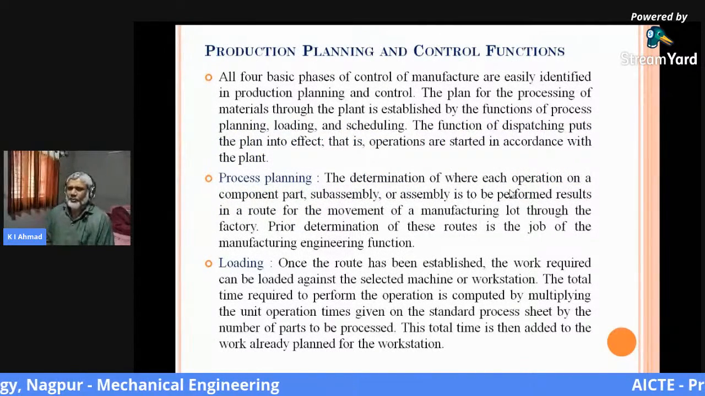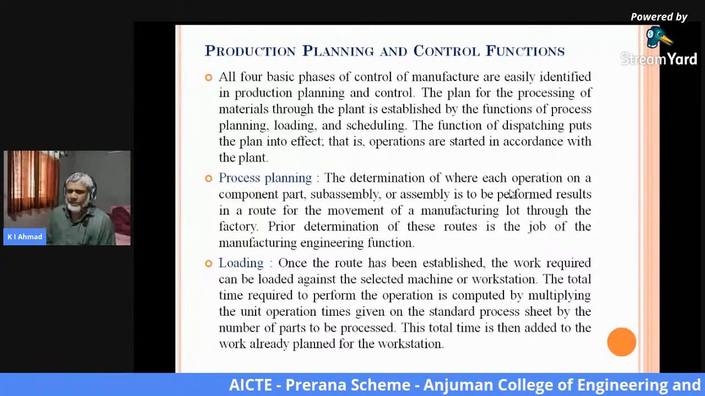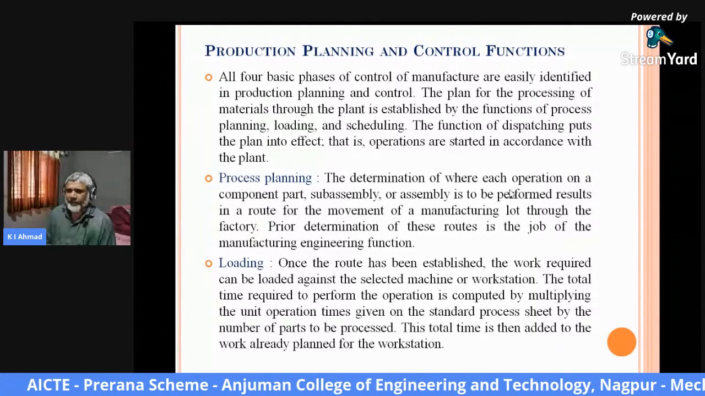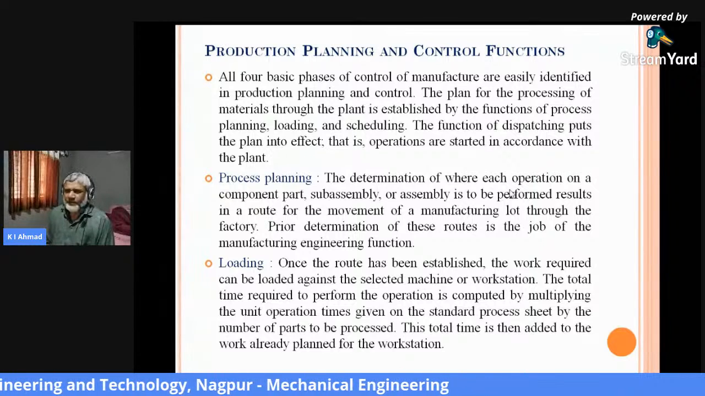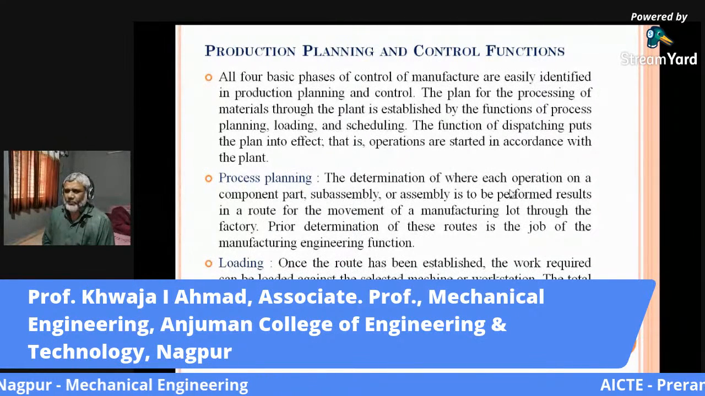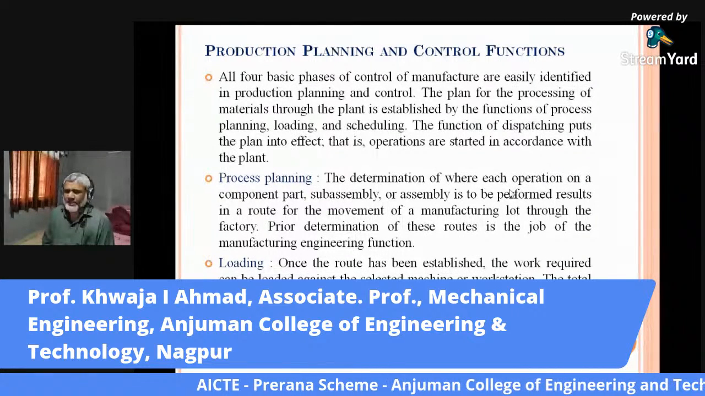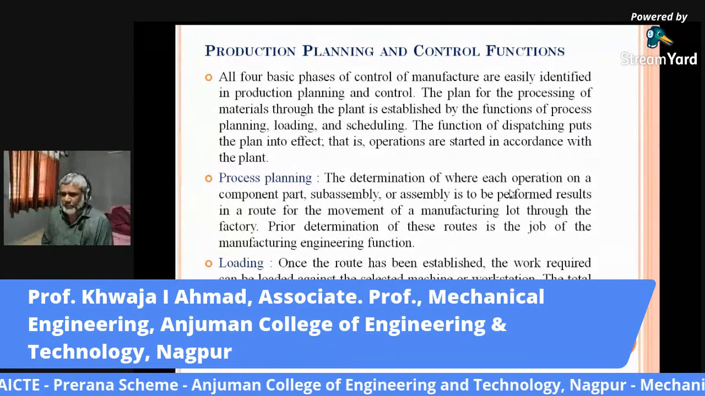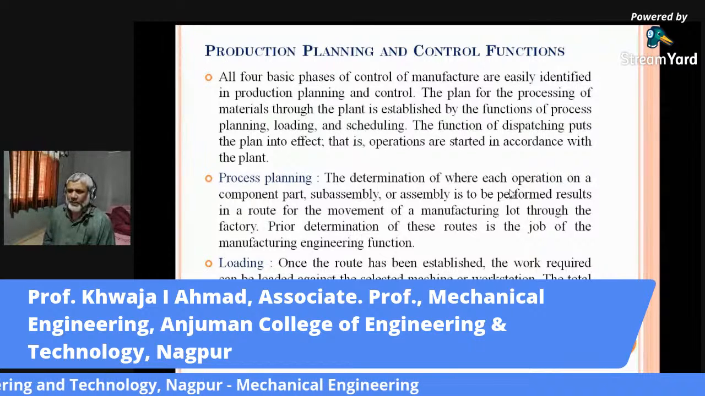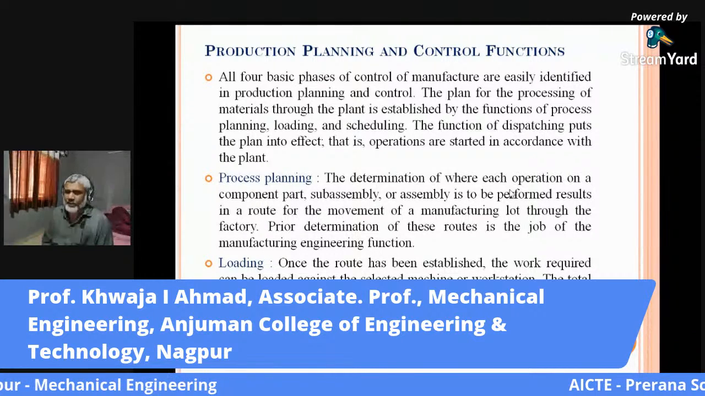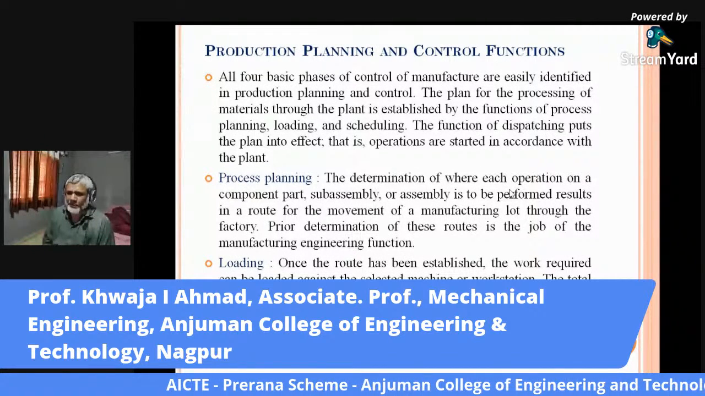Production planning and control is one of the most important factors in the industrial area. What are the various functions which are associated with production planning and control? Generally, there are four basic phases of control of manufacture which come under the umbrella of production planning and control. The first function is process planning. What is the process which you are going to use? Process planning is the first function which comes under PPC.